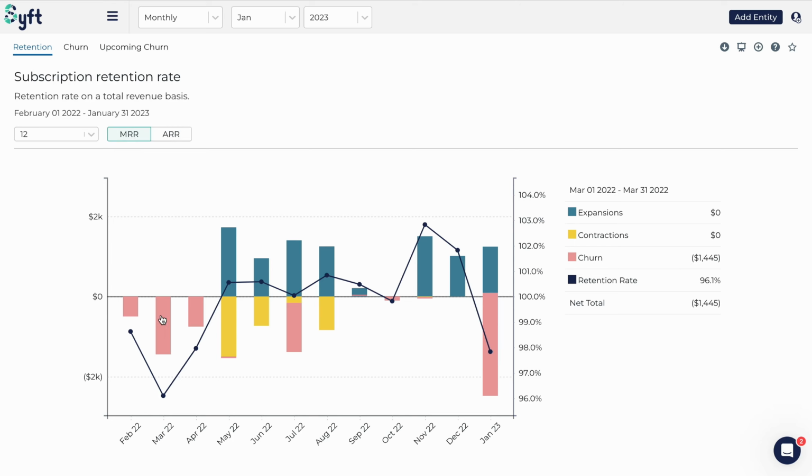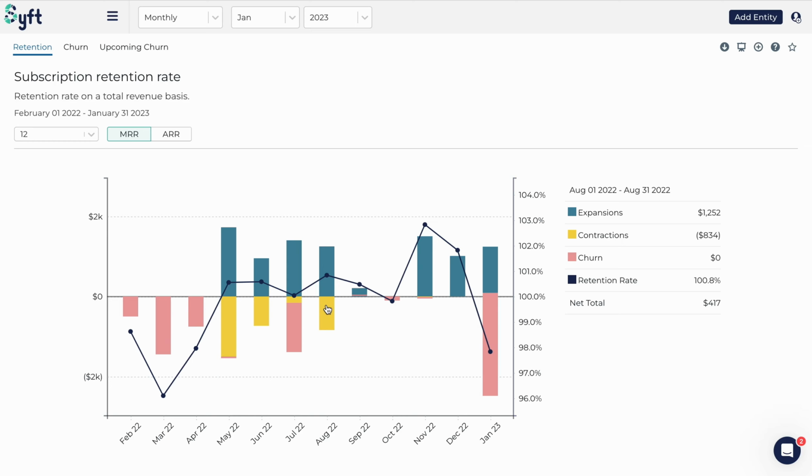If you hover over any of the graphs, you'll note that the right-hand side changes to that period. So currently it's showing me the details for the month that I've selected, Jan 2023. I can go and change this like I can with any other section of Syft. But if I go and hover over, say, for example, March, you'll note that on the right-hand side, it now shows me the expansion, contractions, churn, and retention rate for that month. So you can go and hover over any of these columns and see the updated figures.